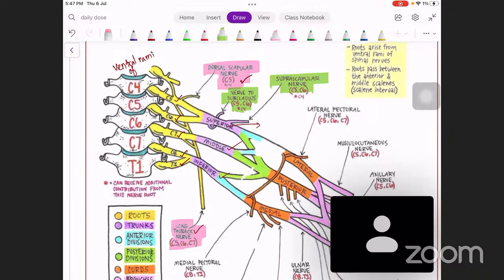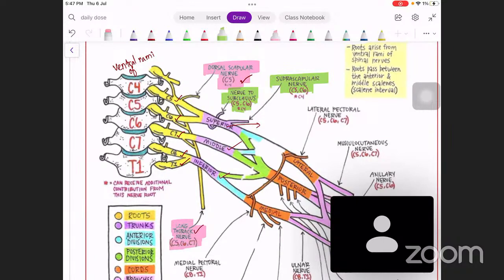So roots 2 branches, upper trunk 2 branches, while the middle and lower trunk will not give rise to any branches. So the roots give rise to 2 branches. What are they? One is your dorsal scapular nerve, another one is your long thoracic nerve. While the upper trunk gives rise to 2 branches. What are they? Nerve to subclavius and suprascapular nerve.